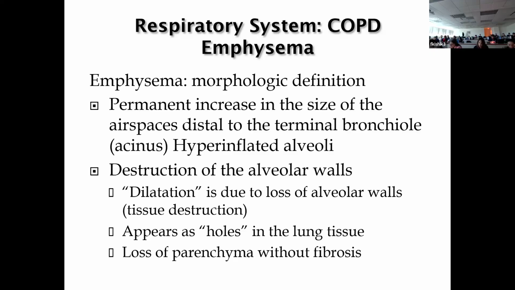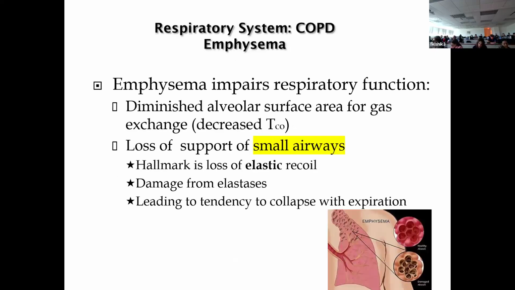What is parenchyma? Lung tissue. Just tissue. Without fibrosis. Fibrosis is different. It impairs respiratory function, with diminished alveolar surface area for gas exchange and loss of support of smaller airways. The hallmark is loss of elastic recoil, damage from elastases, leading to a tendency to collapse with expiration.